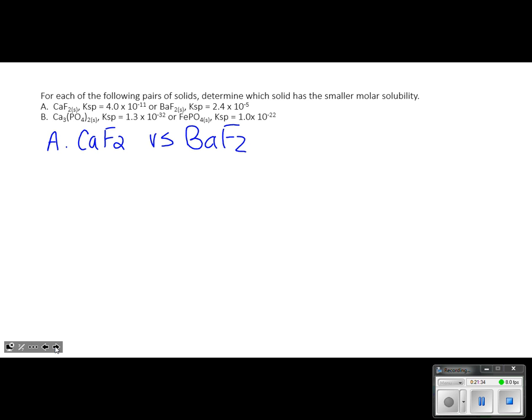This follows the first rule under relative solubilities. These have the same number of ions. Calcium fluoride has 3 ions, barium fluoride has 3 ions. So these have the same number of ions, and since they have the same number of ions, in order to find the smaller molar solubility, you look for the smaller KSP.